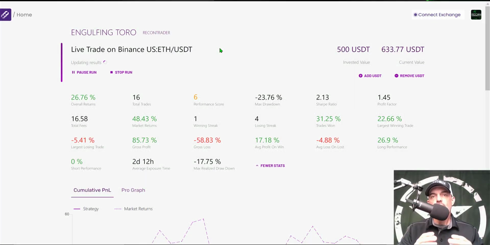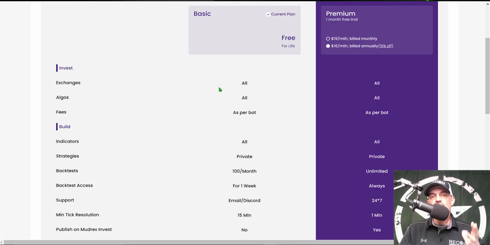In today's video, I will share with you the current results of my Engulfing Toro crypto trading bot that I deployed on MUDREX just about 60 days ago, and it is trading on the Binance US exchange, and it's trading ETH USDT. Now, if you're not familiar with MUDREX, they are a crypto trading platform that allows you to configure and deploy your own crypto trading bot strategies.